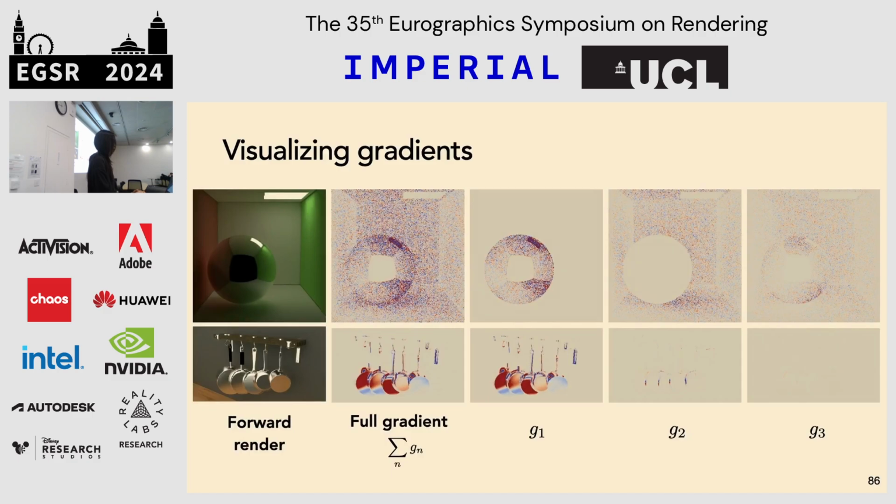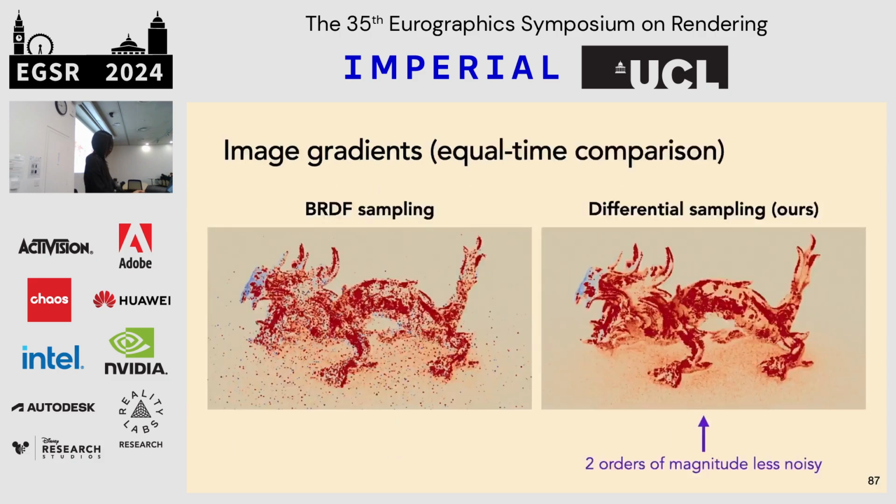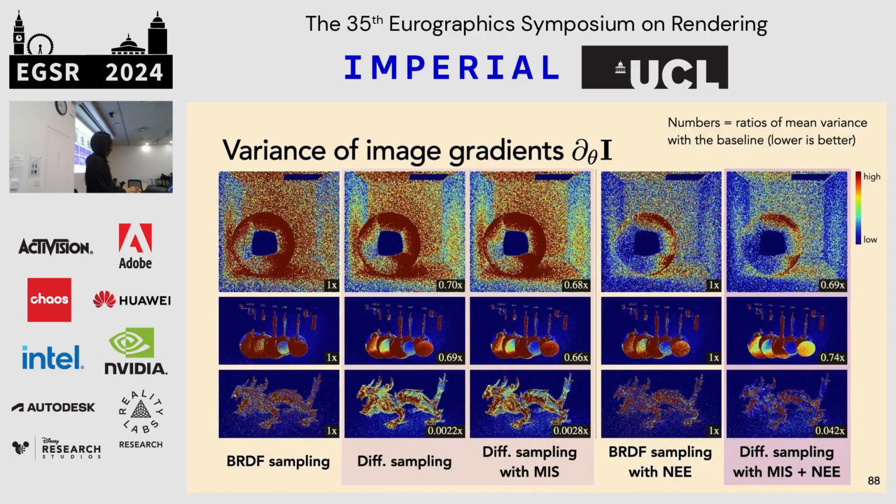And here are two additional scenes that use a microfacet BRDF instead, and the gradients here are with respect to the roughness parameter. Now we look at how our differential sampling method impacts gradient estimation. For this equal time comparison, our method renders an image gradient that is visibly less noisy than standard BRDF sampling. We can also evaluate this by estimating the variance of image gradients. We do this by rendering the image gradient 100 times and then computing the variance of the gradients for each pixel. Here red means high variance and blue means low variance.